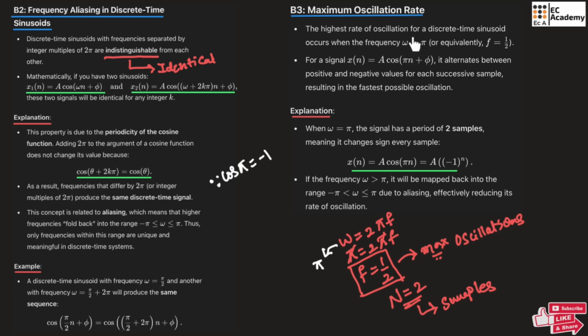of oscillations, which means this signal will be having frequency as 1 by 2 and the number of samples in the signal will be equal to 2. If omega is greater than pi, it will reduce its rate of oscillations.